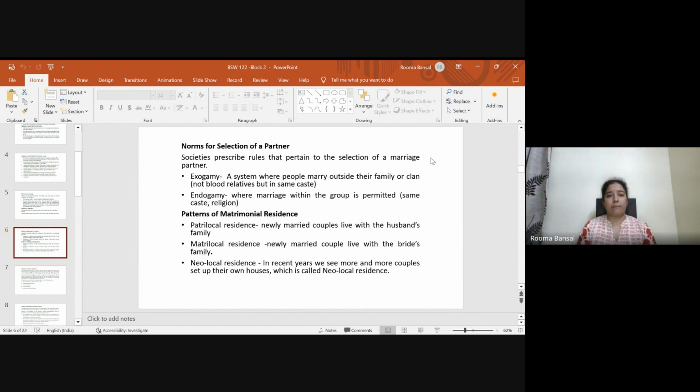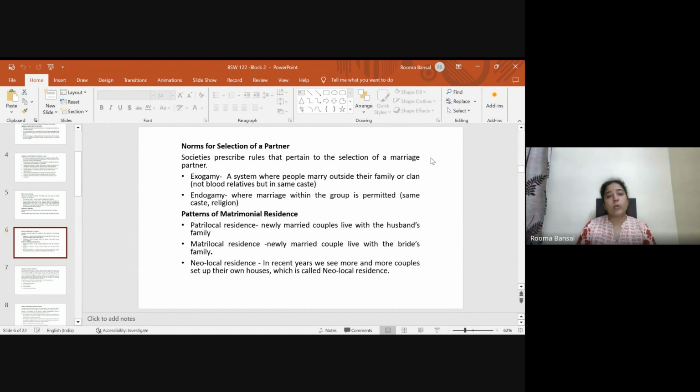Number one is exogamy. This is a system where people marry outside their family or clan. Means they are not blood relatives, but they are in the same caste. Here we can take the example of the Hindu community, where they do not have the practice of marriage between cousins. Endogamy is where marriage within the group is permitted. Here we can take the example of religions where they allow marriage of cousins.